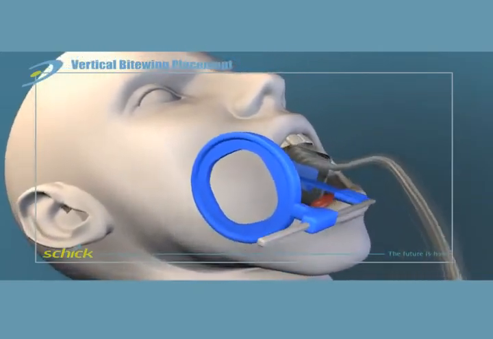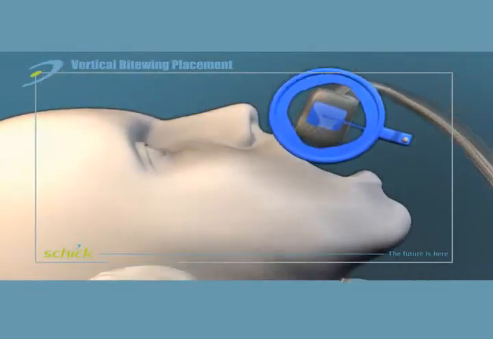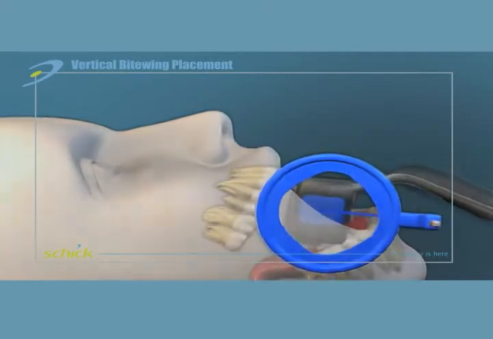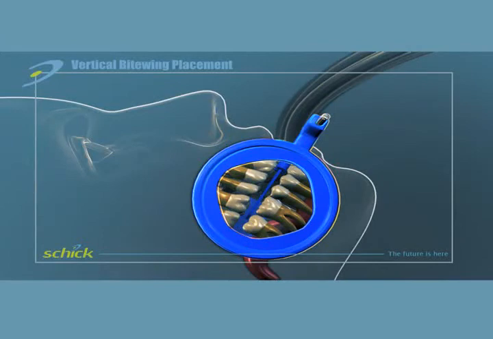Once past the incisors, the sensor is rolled into a vertical position. If using our standard sensor, be sure to hold the cable down and out of the way with a finger. Position the sensor for the vertical bite wing as desired.